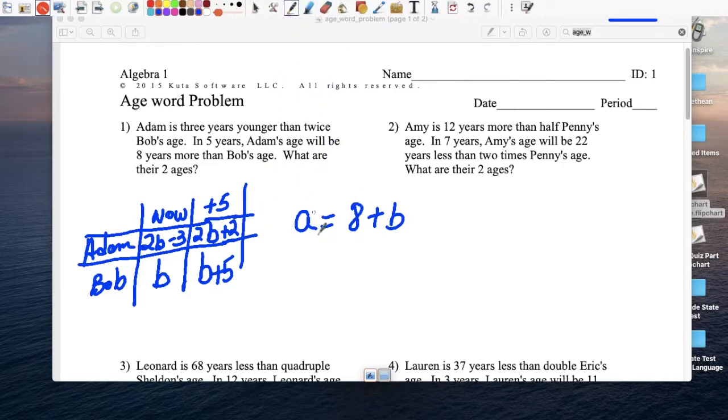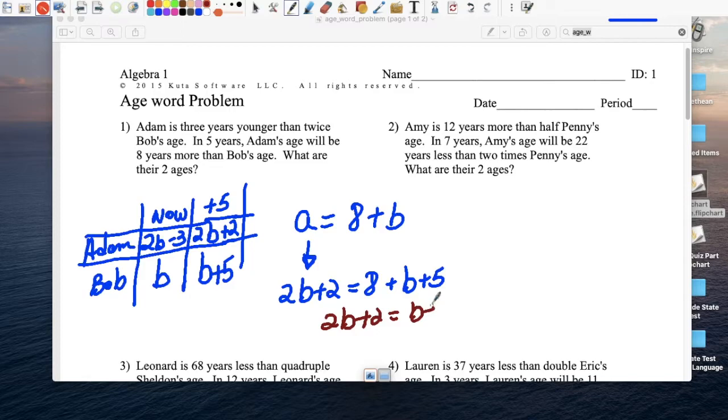So let's replace. In 5 years, Adam's age is described as 2b plus 2 equals 8, and then plus b, and Bob's age in 5 years, not b, but instead it's going to be b plus 5. Okay. Now that becomes just an equation here. So 2b plus 2. And combine like terms on the other side, we get b plus 13. Let me take that over here because I have more room. So 2b plus 2 equals b plus 13.